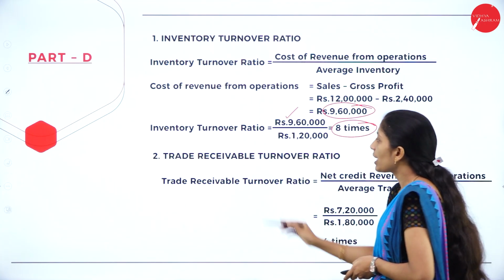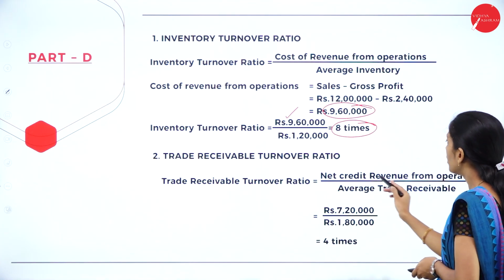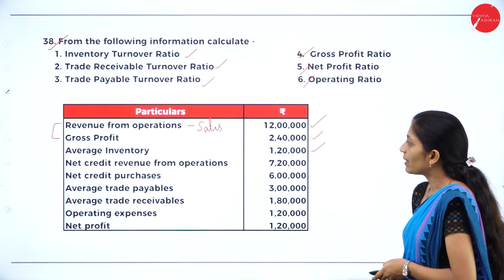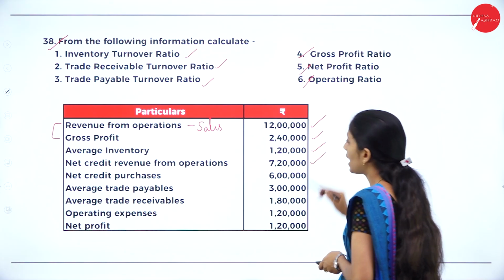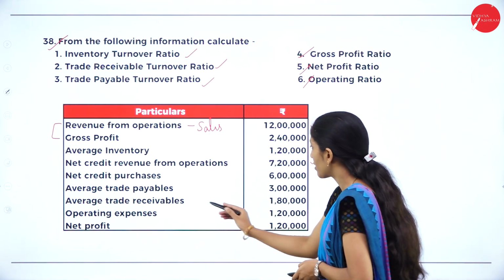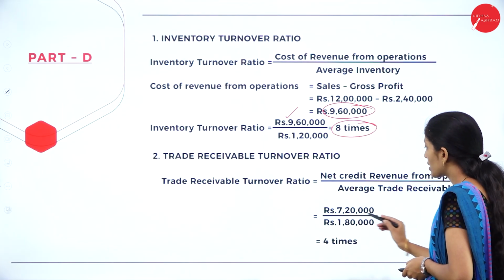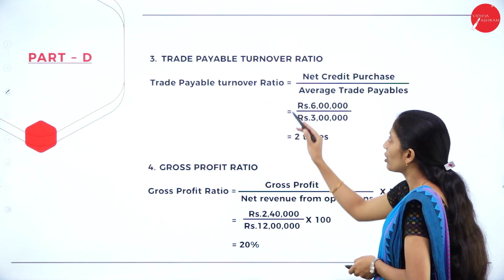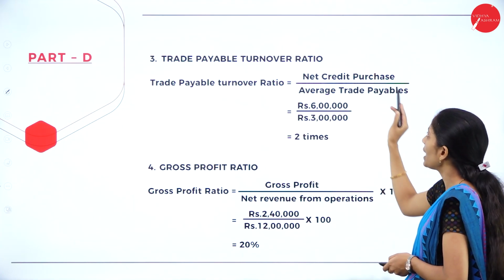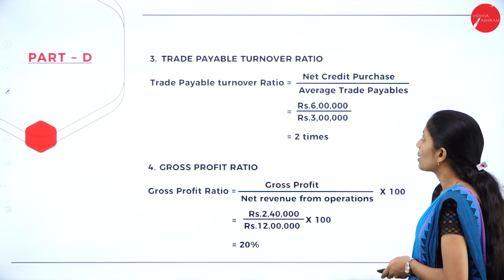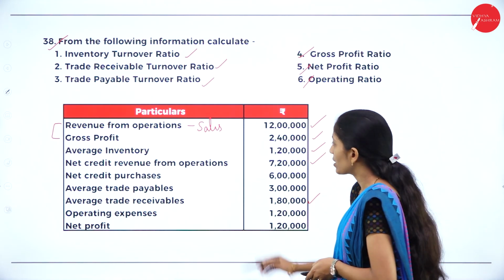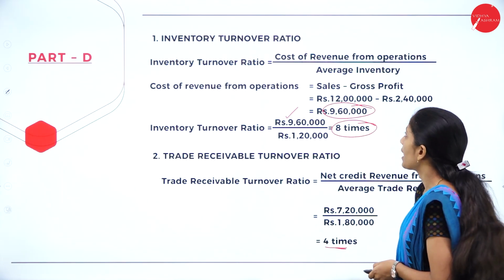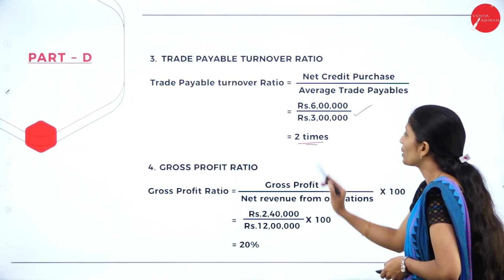Okay. Next, trade receivable turnover ratio. Your formula is net credit revenue from operation divided by average trade receivable. Now whether they have given net credit revenue from operation, yes, 7,20,000 divided by average trade receivable 1,80,000. So it will be 4 times. Next, trade payable turnover ratio, your formula is net credit purchase divided by average trade payable. Now whether they have given net credit purchase, yes, 6 lakh divided by average trade payable, that is 3 lakh. So we'll get 2 times.